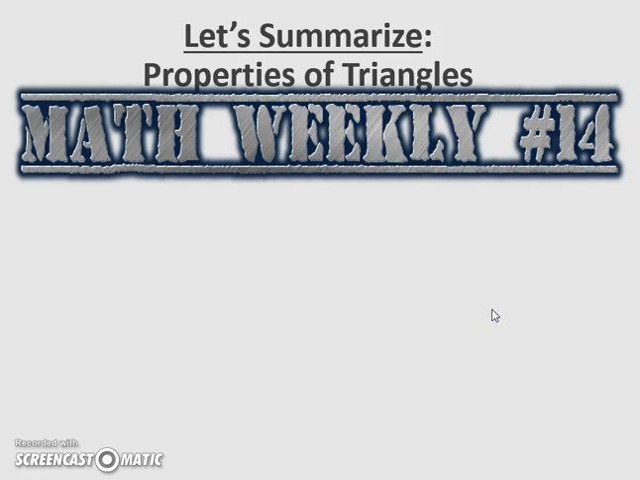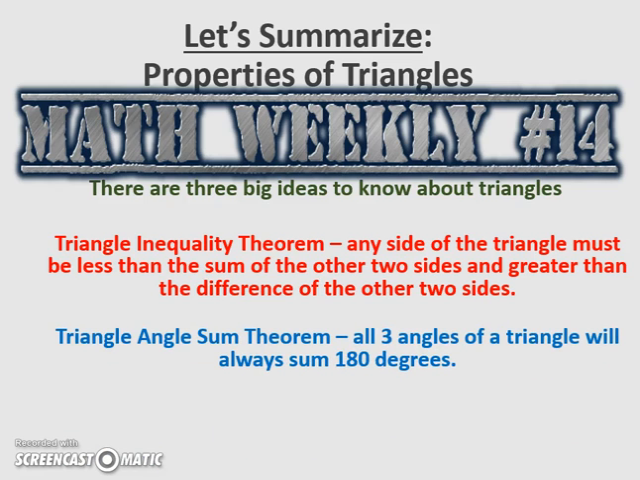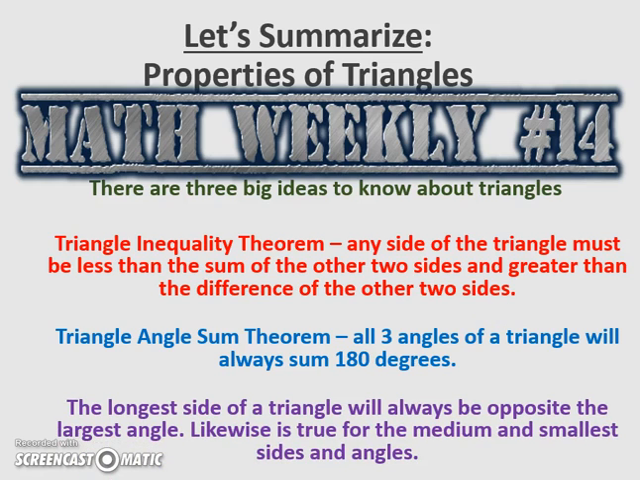So let's summarize the properties of triangles that we've learned. There are 3 big ideas to know about triangles. The triangle inequality theorem, which tells you any side of the triangle must be less than the sum of the other 2 sides and greater than the difference of the other 2 sides. The triangle angle sum theorem: all 3 angles of a triangle will always add to 180 degrees. And the truth that we talked about: the longest side of a triangle will always be opposite the largest angle, and that is likewise true for the medium and smallest sides and angles.